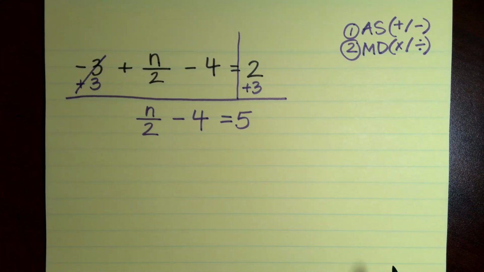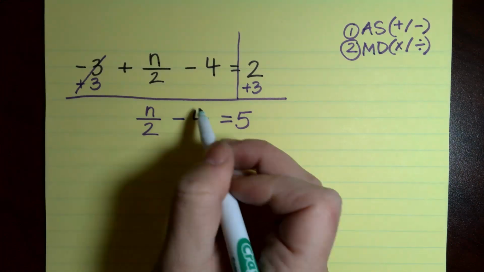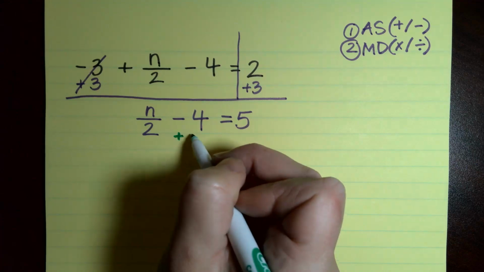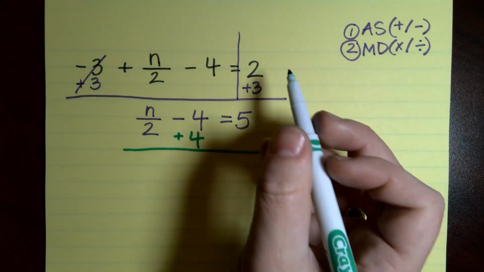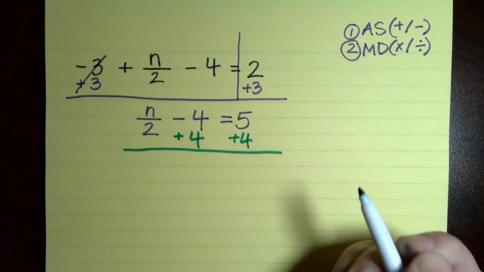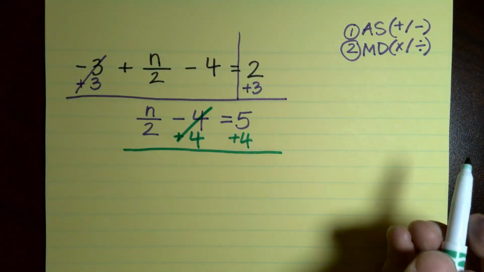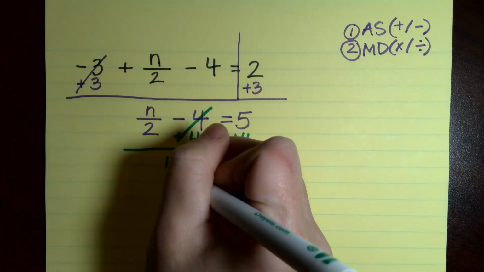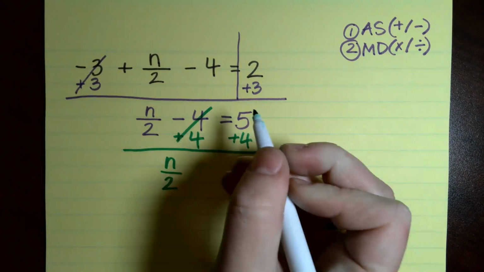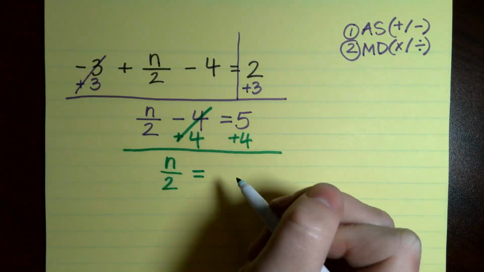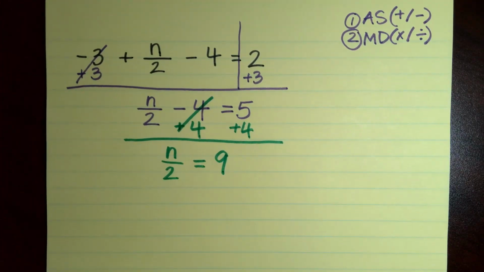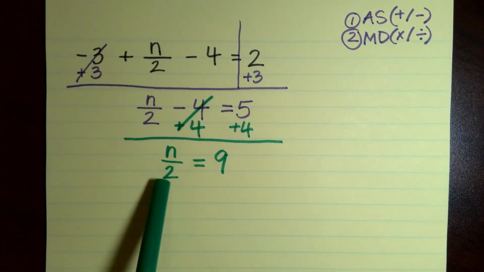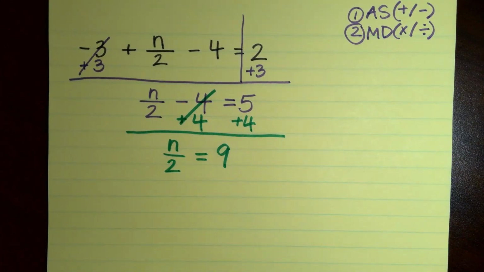What do I do next? Plus 4. Let's get rid of that minus 4. So I'm going to do plus 4 here. Where else do I need to do plus 4? Under the 5 on the other side of the equal sign. My 4's cancel out. I'm left with n divided by 2 on this side. And I've got my equal sign. And 5 plus 4 is 9. Are we done now? No, we're not done. We still have a division problem here. We have n divided by 2 equals 9.